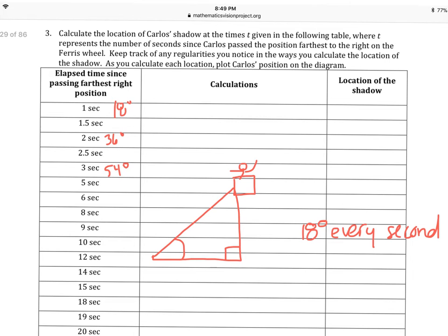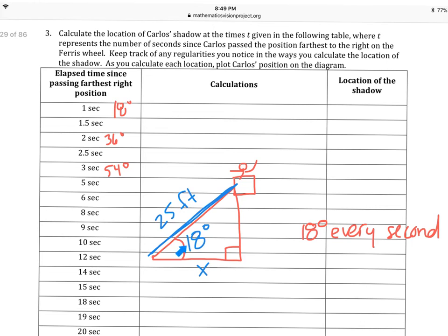Okay, so I'm going to do 1 second and calculate that with you guys. So at 1 second, I know this angle right here is 18 degrees, right? What else do I know about this triangle, this Ferris wheel that Carlos is on? I know that this side, the radius that's holding his little car up, is 25 feet. What I am trying to find here is this part down here, the horizontal. How far away from the center is he? So this is now my x value.